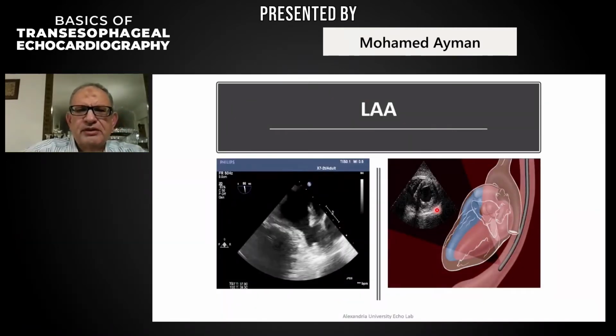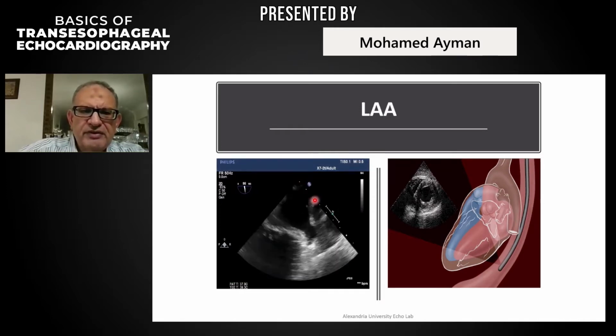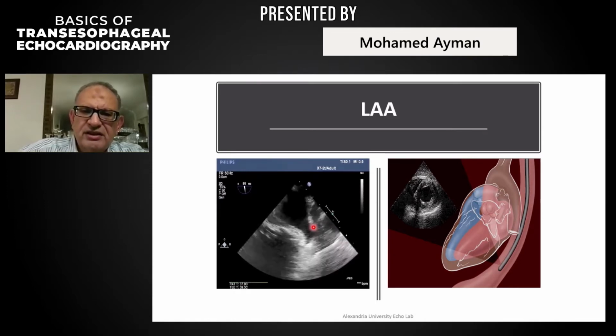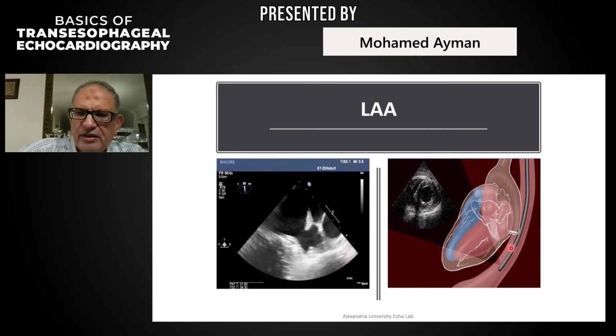For example, the probe is here, and this is the left atrium, and this small structure, which is a part of the left atrium, we call the left atrial appendage. Usually, we can see this left atrial appendage by the transthoracic echo, but by putting the probe here, just behind the left atrium, we can pick up the appendage and we can see it, as you can see here.